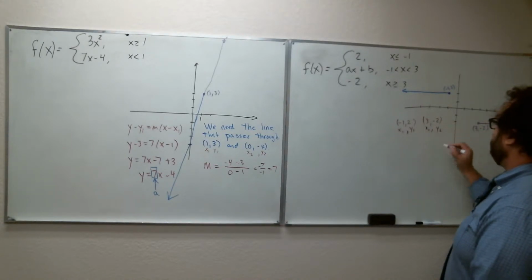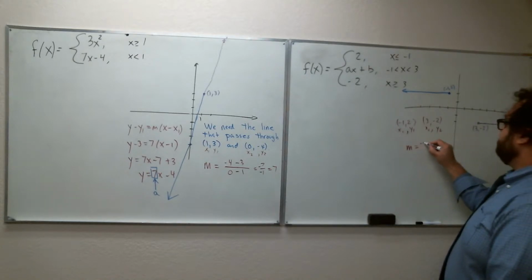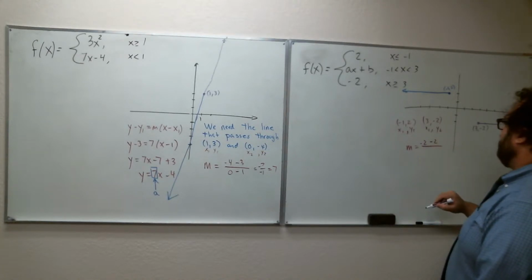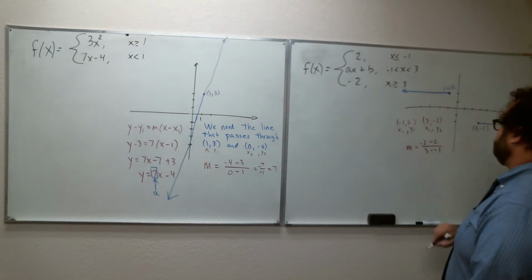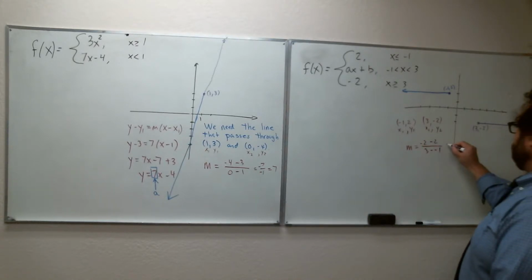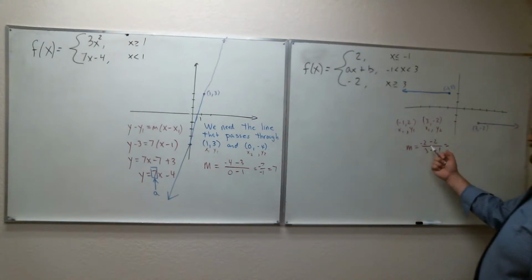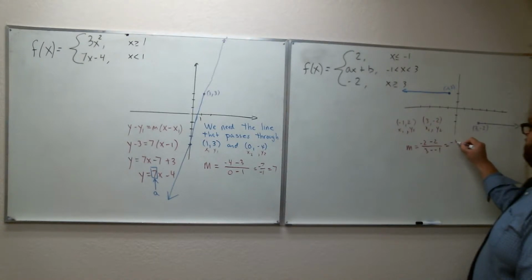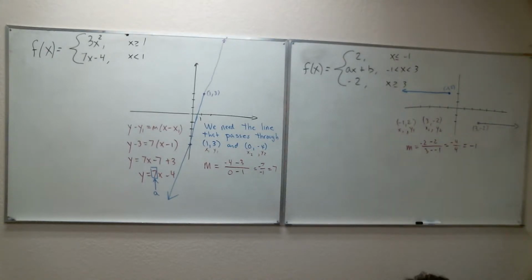x2, y2. So m equals y2, which is -2, minus y1, which is 2, over x2, which is 3, minus x1, which is -1, equals, let's see, that's -4 over 3 plus 1, 4, equals -1. So the slope we're dealing with is -1.